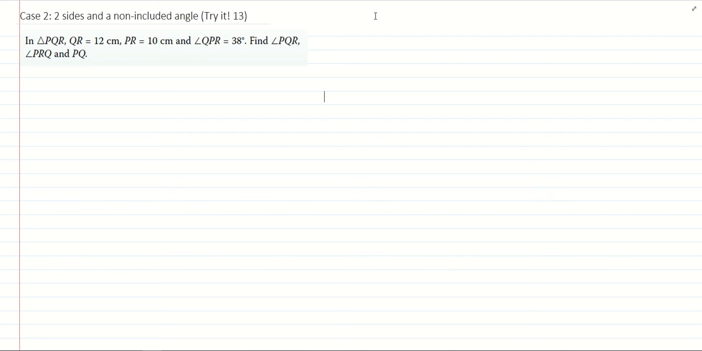Alright, in this video, we'll take a look at another example of how we can apply the sine rule to solve questions involving triangles where you have to find unknown lengths and unknown angles. We are still on the same case. It will be the case where two sides and a non-included angle is given.